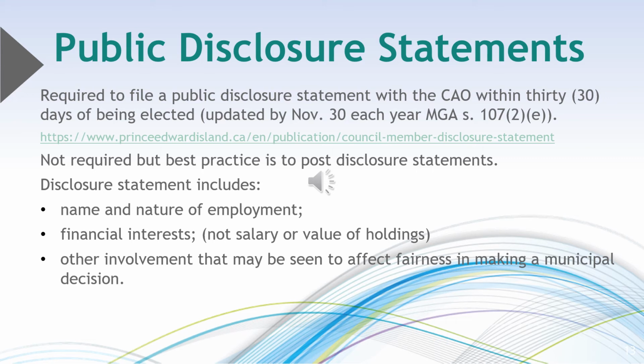Once elected, you're required to file a public disclosure statement with your CAO within 30 days of being elected. This should be updated every year by November 30th. It's not required to post the disclosure statements online, but some municipalities decide to do that. The disclosure statement includes the name and nature of your employment, your financial interests, not the salary or the value of holdings, just from a point of conflict of interest, a listing of your financial interests, and other involvement that may be seen to affect fairness in making a municipal decision.